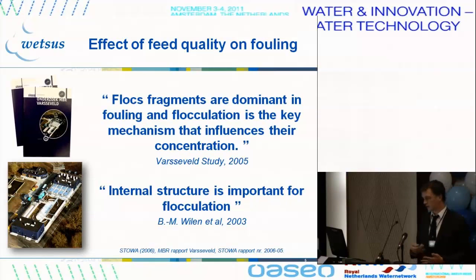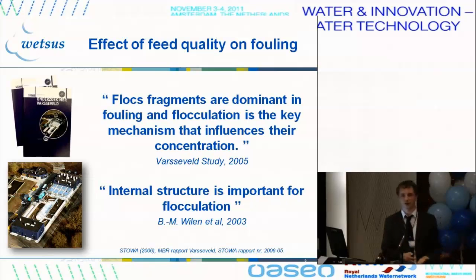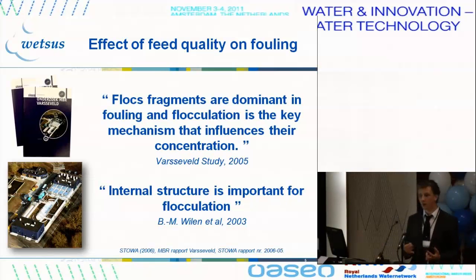So the conclusion of this research was that floc fragments are dominant within the fouling, and flocculation would be a key mechanism in order to keep them within the floc. By doing some literature research to find a way to improve this flocculation, you can add multivalent cations or other systems, but I found that the internal structure of the floc can determine its strength, and it's very important to have a nice, good floc.